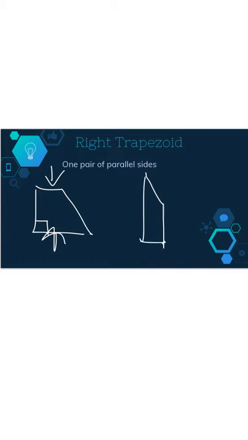You could also have what's called a right trapezoid, where there's still one pair of parallel sides, but there's also a right angle. So these sides are the parallel sides. It could also look like this, where you have a right angle, and these sides are the parallel sides.